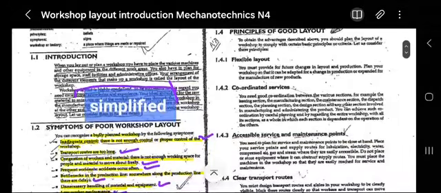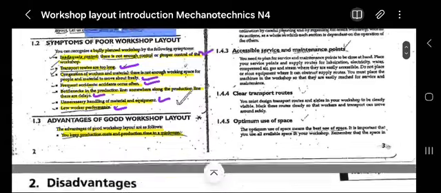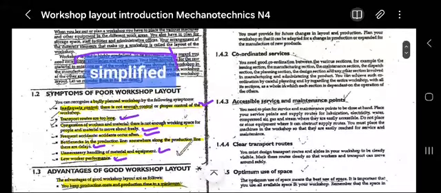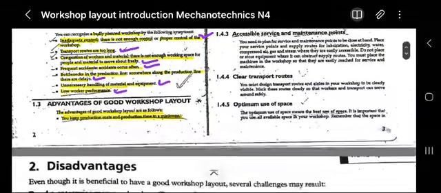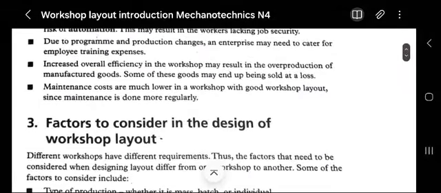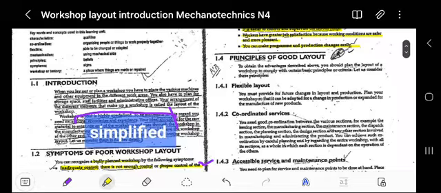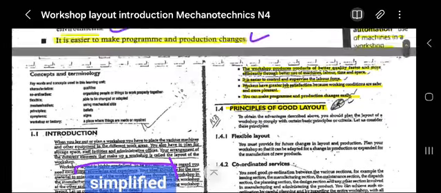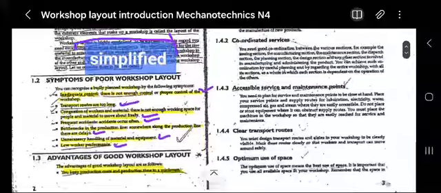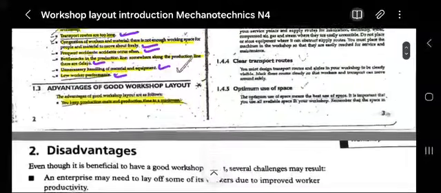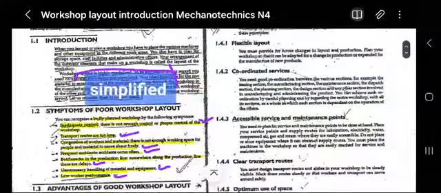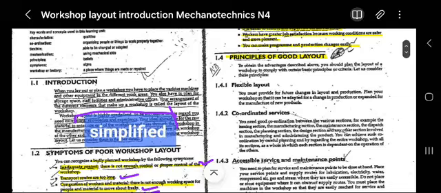Right, this is what we have. Before we come here, we have some things you see here. We're talking about principles of good layout. It's 1.4. Okay, 1.4, principles of good layout.